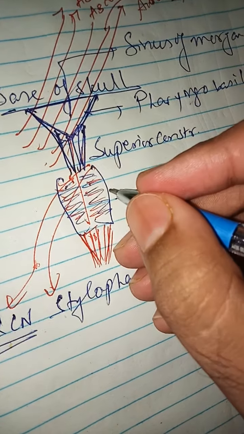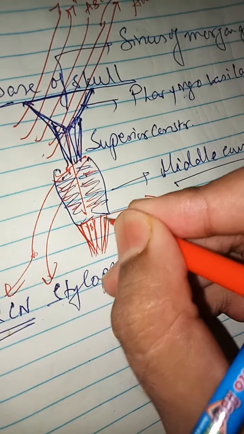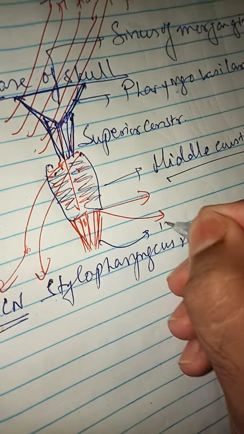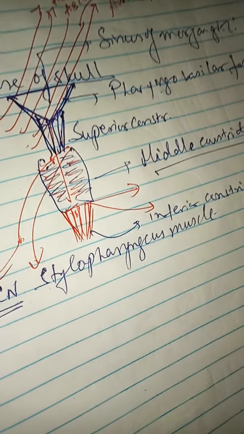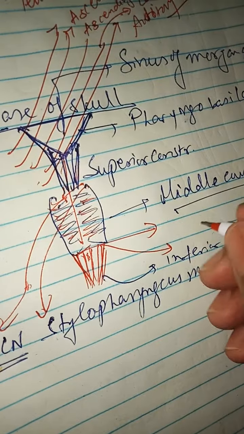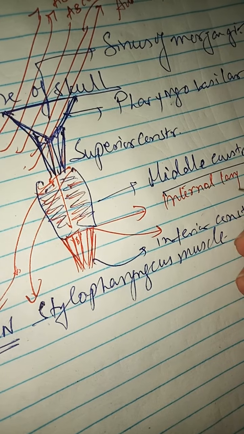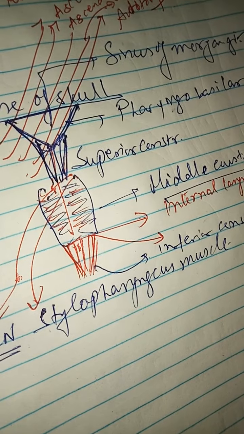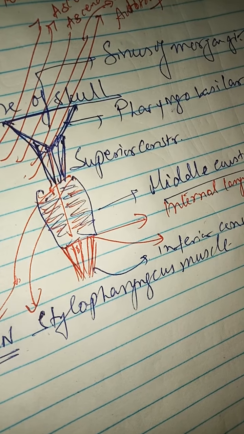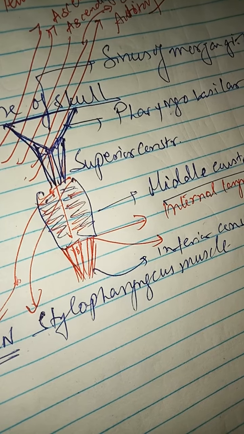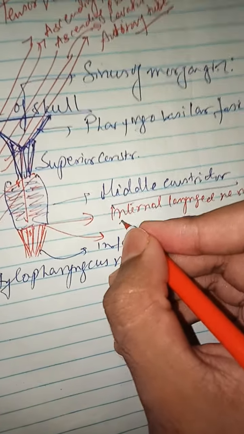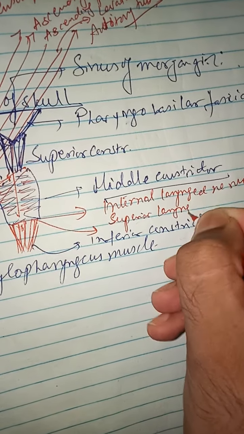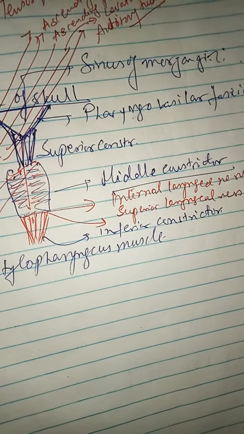Now we come to the inferior constrictor. Between the middle constrictor and the inferior constrictor there are two structures. They are the internal laryngeal nerve, which is a branch of the superior laryngeal nerve, which in turn is a branch of the vagus nerve, and the superior laryngeal vessels.